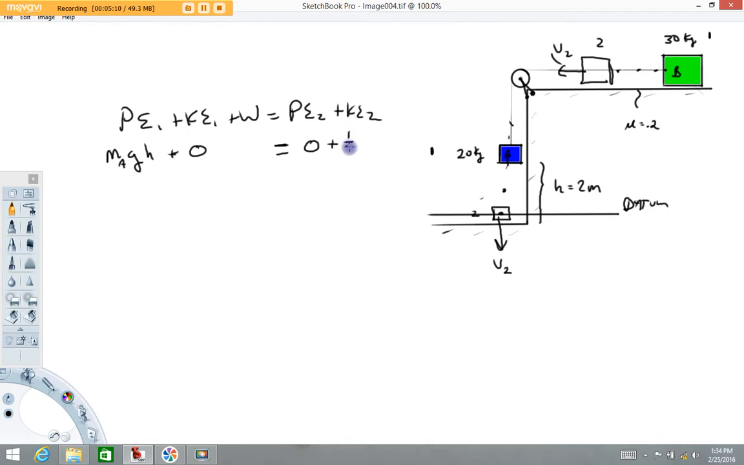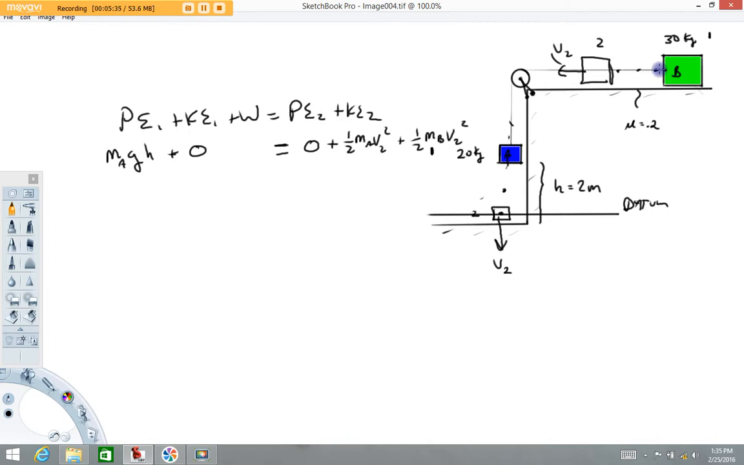So we're going to have a 1/2 mass A V2 squared, but I need to include a kinetic energy term for the second mass, 1/2 mass B times V2 squared. Now, honestly, if the rope had a significant mass, I would need to include a kinetic energy for the rope too, but I'm going to assume the rope has a small kinetic energy compared to the rest of the system.